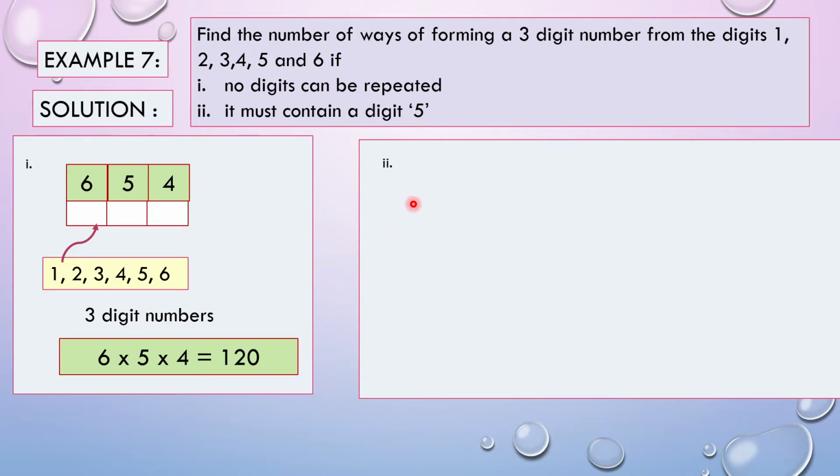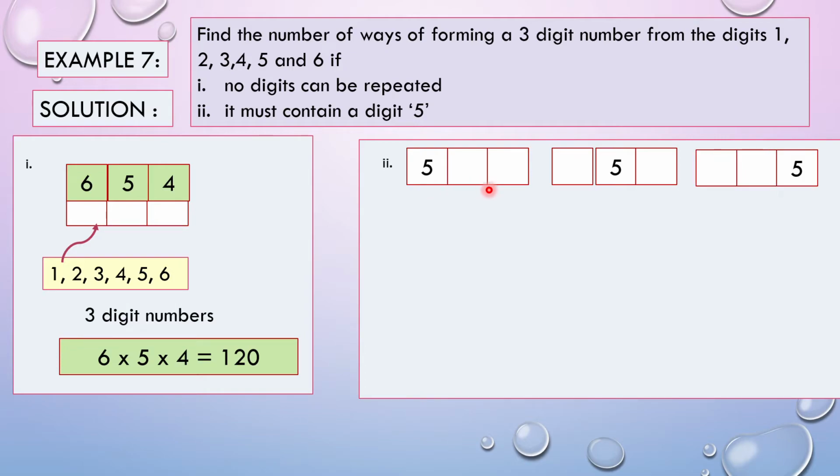Now for the second question, it must contain the digit 5. This 3-digit number must have the digit 5. These are the locations of the digit 5. So altogether we have 3 ways.